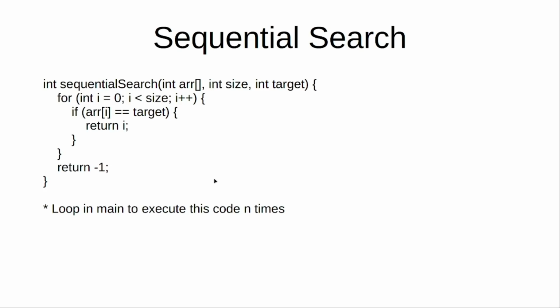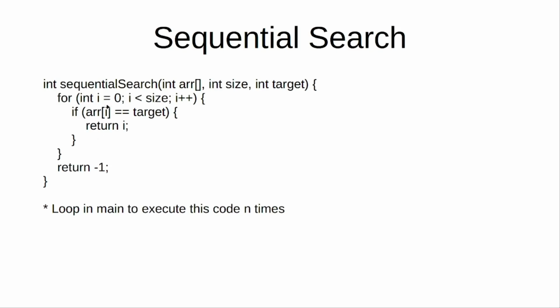And the implementation is rather simple. So here we have an array that we wish to perform the search on. We have the size of the array, and then we have a target. This is the value that we are searching for. So for i is 0, so start at the beginning of the list. While i is less than the size, don't go past the search area, the array, increment i by 1.